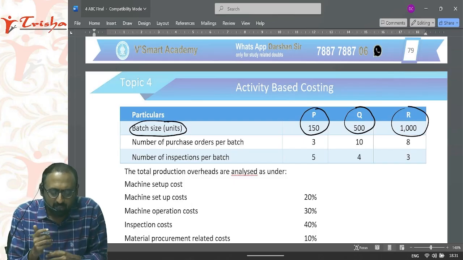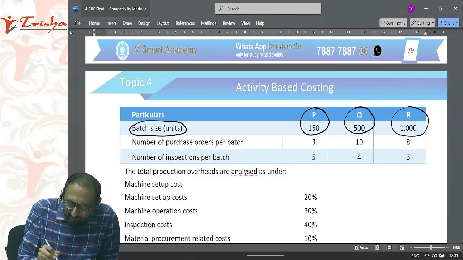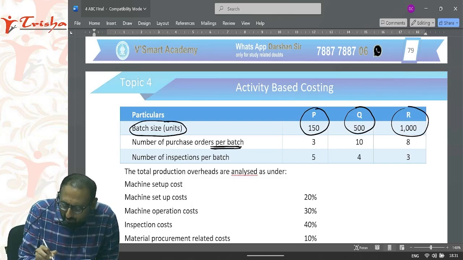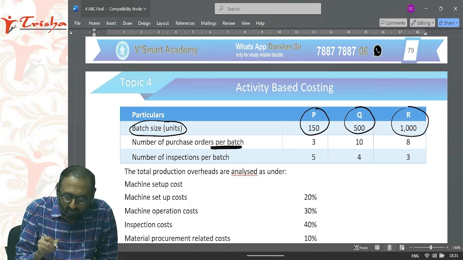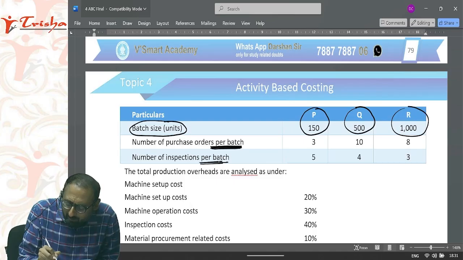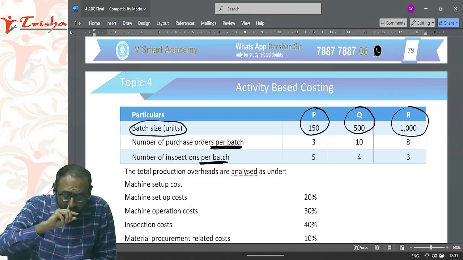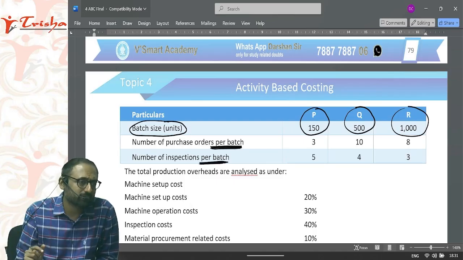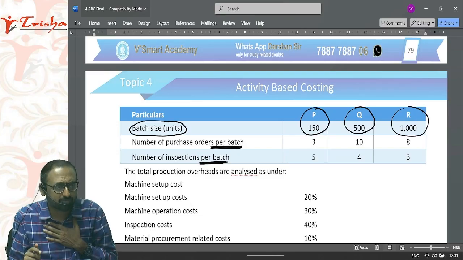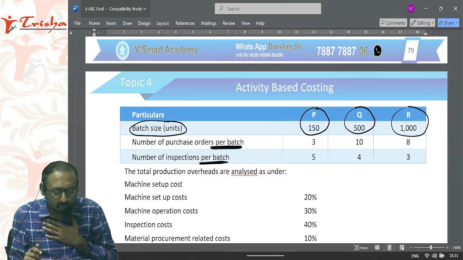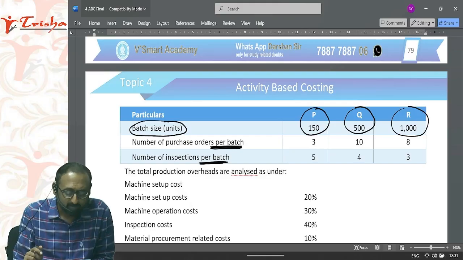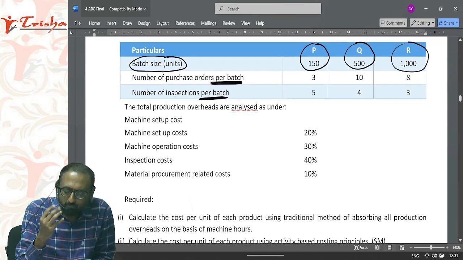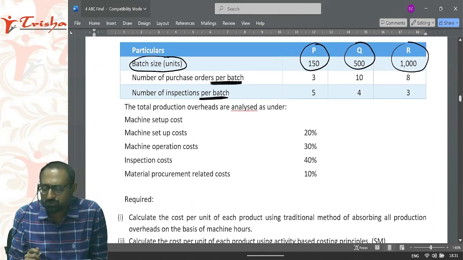Okay. Number of purchase orders. Sir, I will double underline this. Number of purchase orders is given. But what is it, sir? It is given per batch. Number of inspections are also given, but they have given number of inspections per batch, sir. We want the total number of inspections. We want the total number of purchase orders. But they have given per batch. Correct, sir? And they have given the batch size. Most interesting part given in this question.